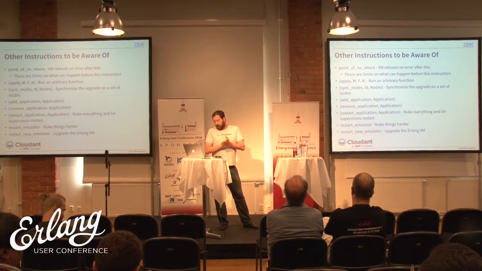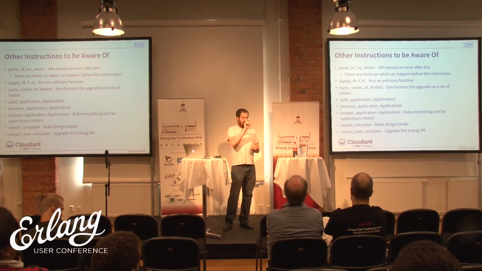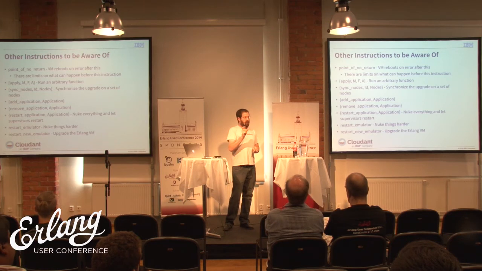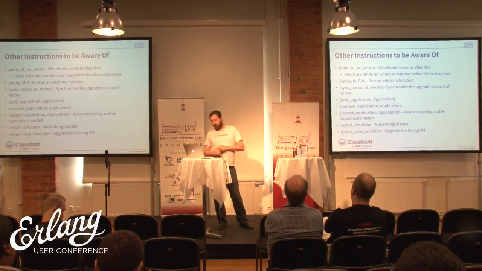Some of the other instructions to be aware of. Point of no return: if you're ever reading a rel-up script, there will be an instruction there that's point of no return. There are only a few things that you can actually run before that, and most of those are just loading code into the VM. After that, when I said if there's an error during your upgrade, after that point of no return is when the VM will reboot. Before that, it will abort the upgrade. But generally speaking, there's not much that goes on before that.